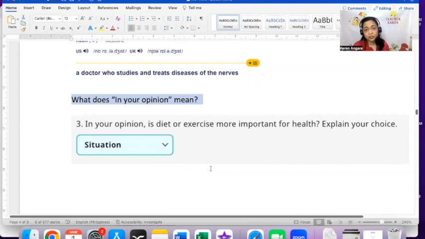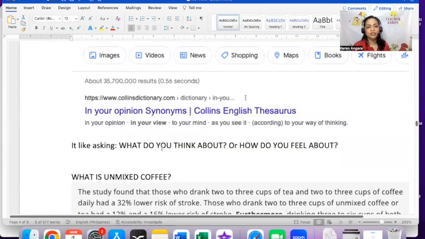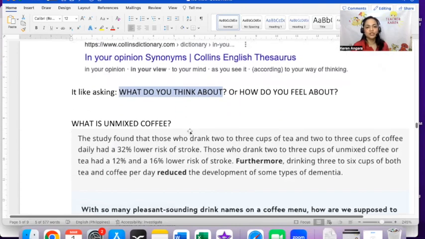It's something personal because your opinion, the way you think, may be different from how I think. That's why it means in your opinion. It also means what do you think about or how do you feel about something? So it also means in your view or to your mind or as you see it. These are synonyms.